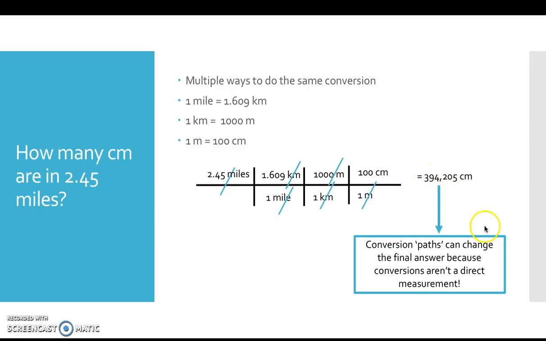We're not going to worry about those for now. Just know that different conversion paths can get you different answers. So if you take a different path than your neighbor, you might get a different answer, and that's okay.